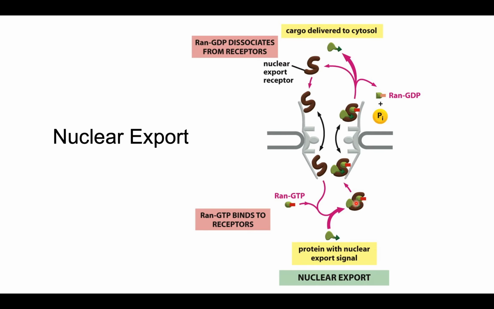So this export receptor with our cargo in tow and our Ran GTP is able to move through that pore. It's going to encounter that molecule that dissociates that phosphate, that GAP. So that GDP will dissociate, that Ran GDP will dissociate, delivers this protein to the cytosol, and now this export receptor is free to move back through the pore to bind another Ran GTP and another protein that needs to leave.